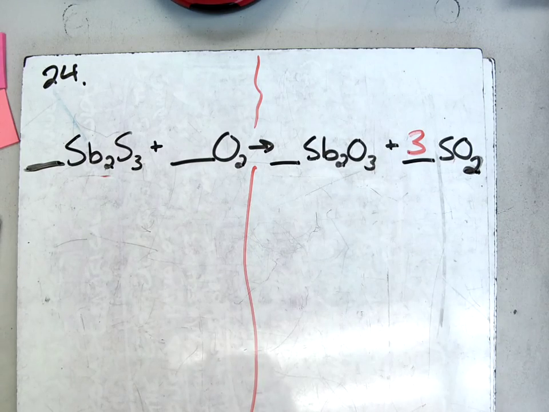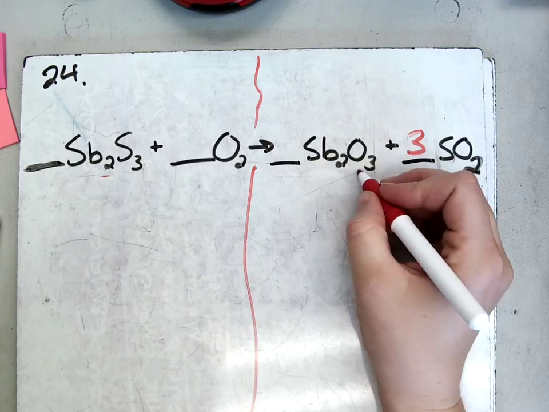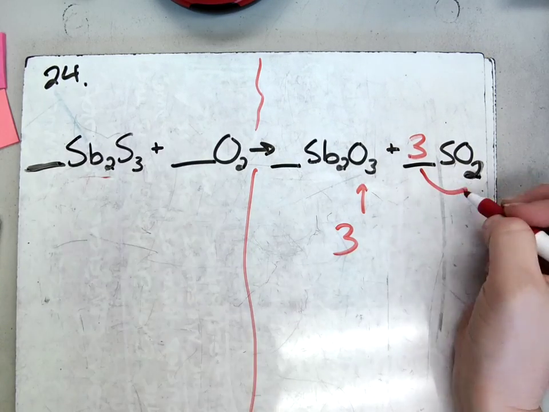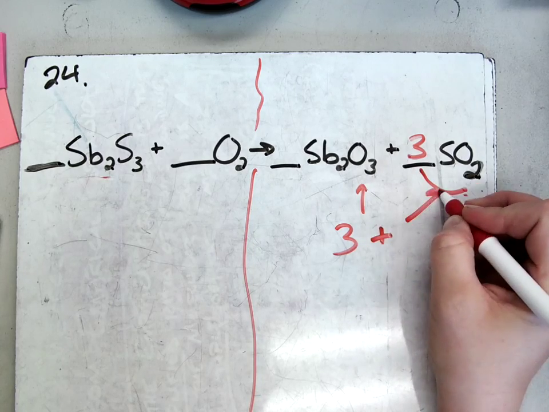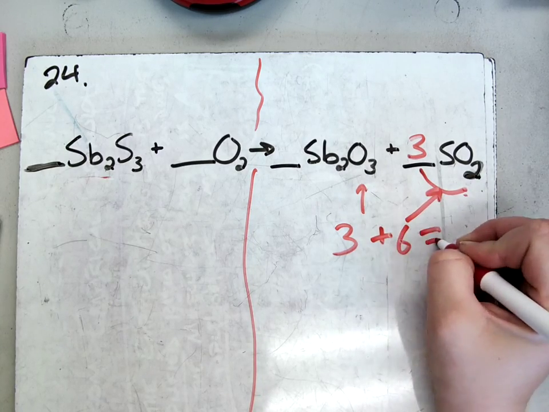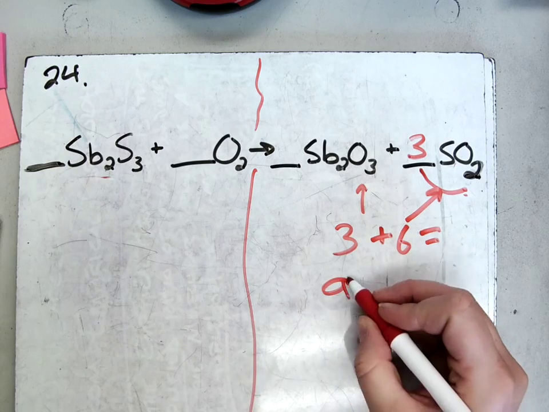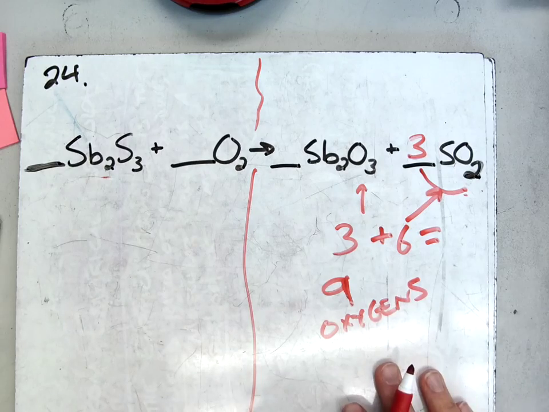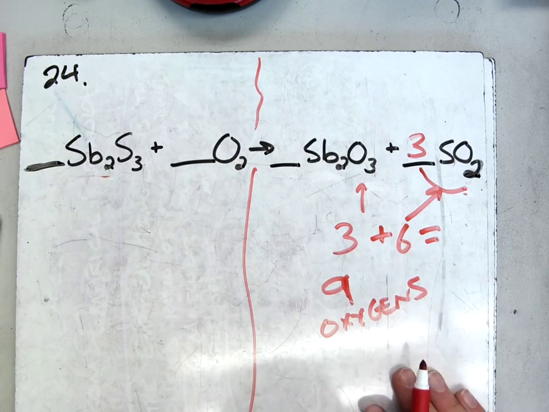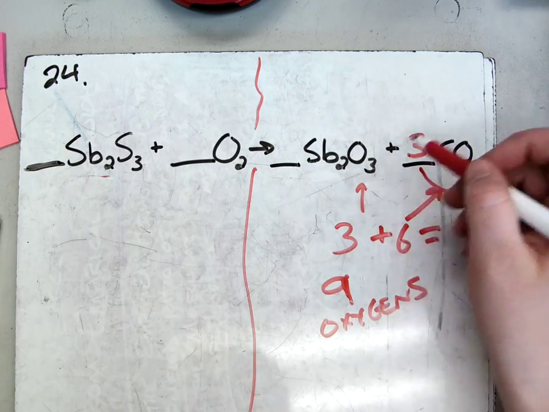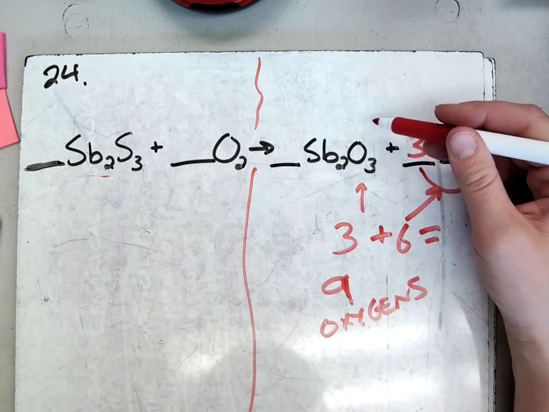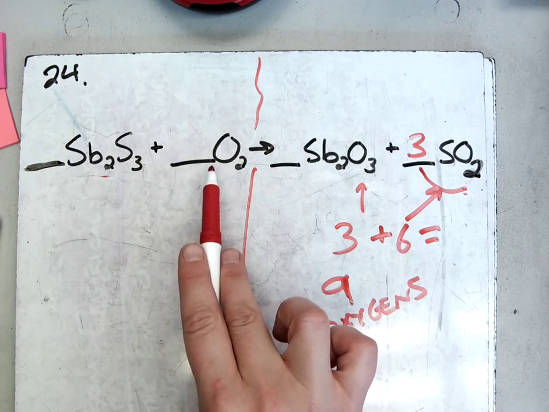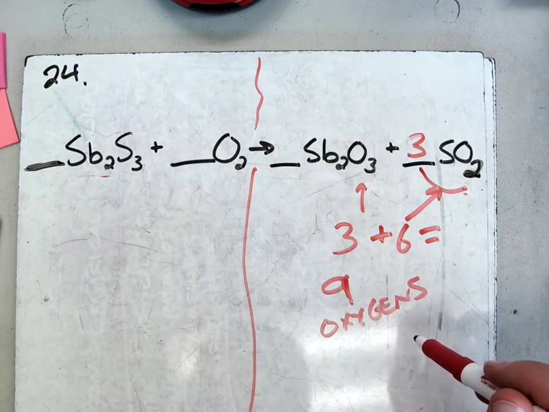Total oxygens on the right. I've got 3 there, and 3 times 2, I've got 6 there. Right now I'm showing 9 oxygens on the product side. After the reaction, I have 9 oxygens. They split up. Some of them went in this compound, some of them went in that compound, but they all came from the same place. They all came from this O2 molecule. So I have to account for all of them.